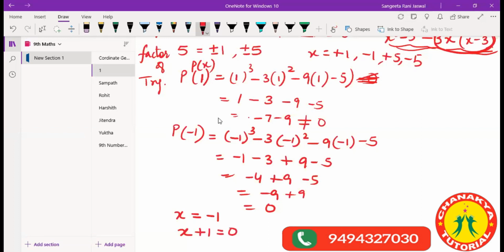Yes, ma'am, this side will be 0. Okay, I can take it like this. Yes or no? Yes, ma'am.